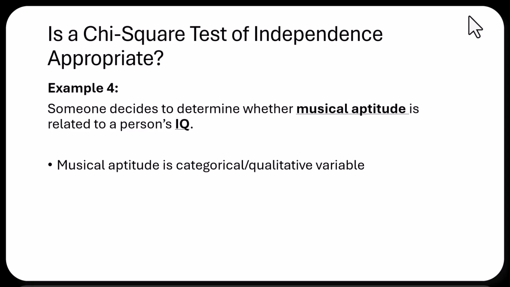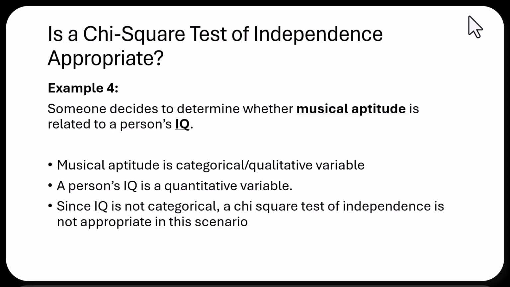That's describing them. That is a label. It's not a count or a measure. But what about an IQ? Well, that's a quantitative variable. So since IQ is not categorical, a chi-square test of independence is not appropriate in this scenario.